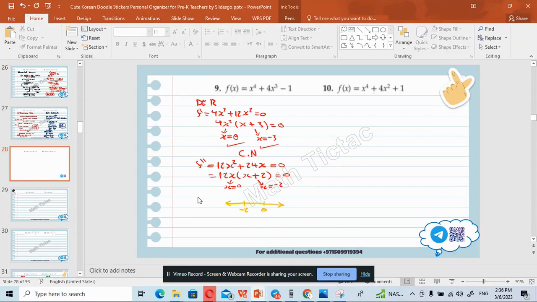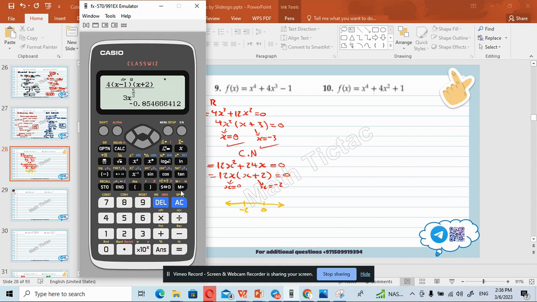So we will see. Here I will go directly to the calculator. I'll put the function: 12 alpha x squared plus 24 alpha x. Then I will choose calc. Then I will choose a value less than minus 2, let's say minus 3. So this is positive. What about another value between 0 and minus 2? Let's choose minus 1.